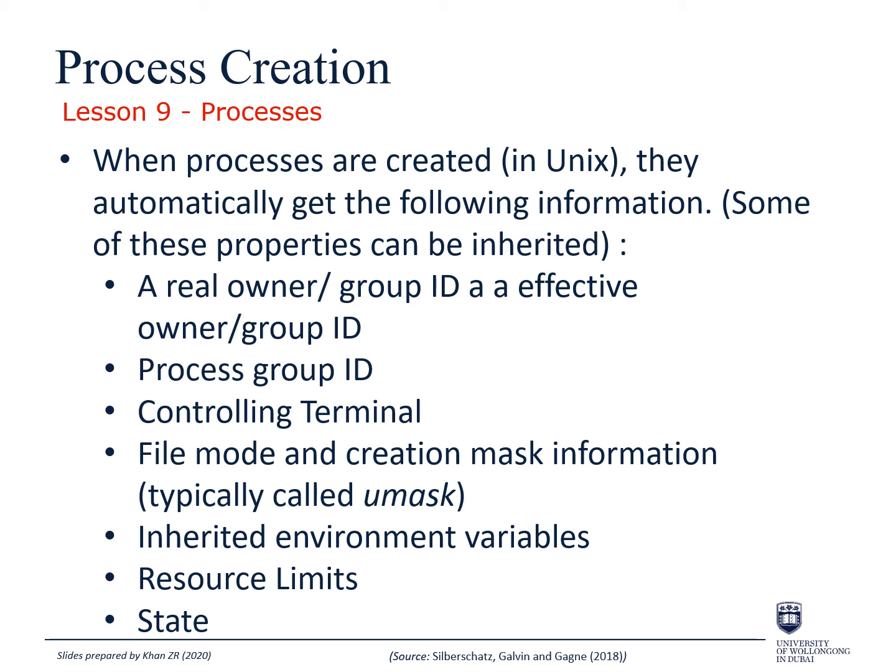When processes are created in Unix, they automatically get the following information. Of course, some of these properties can be inherited. A real owner, like a group ID, and effective owner group ID, process group ID, controlling terminal, file mode, and creation mask information, typically called umask, inherited environment variables, resource limits, and state.